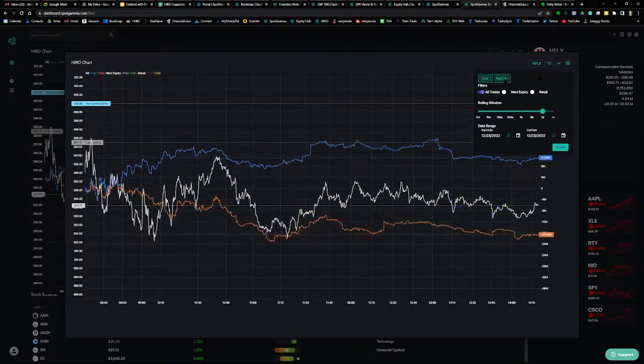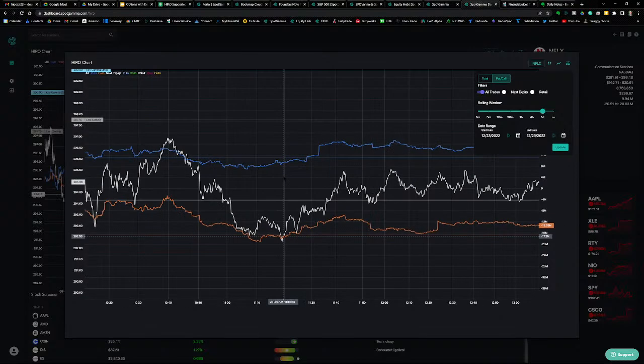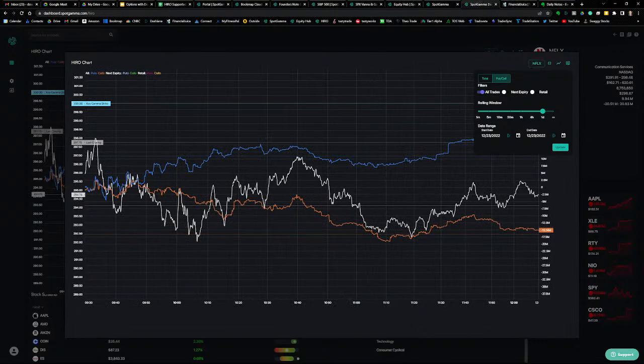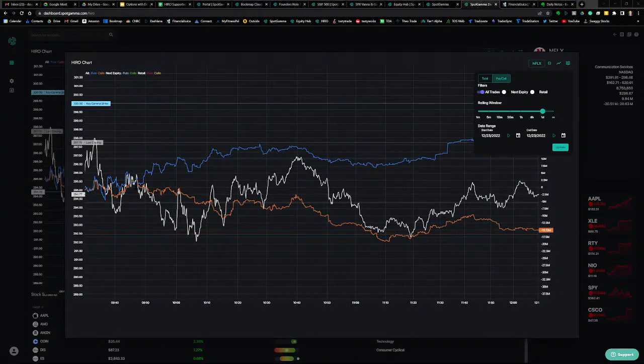I'm going to break this out into puts and calls. And I thought there was a bullish put divergence this morning. Look at traders selling puts. You could have interpreted this either way with traders selling calls, but it looked to me like this put signal was stronger. So let's go take a look at order flow and Bookmap now.